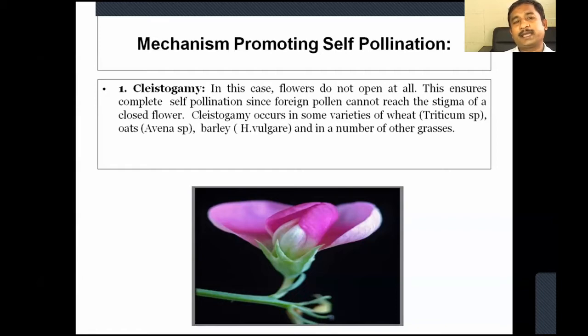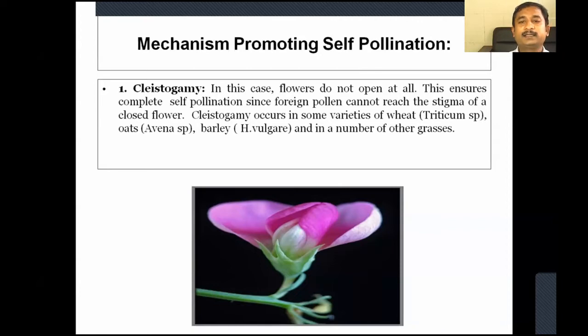One such mechanism is cleistogamy. You just follow the term cleistogamy. In cleistogamy, the flower doesn't open. If it opens at all, it opens after the complete self-pollination. In the sense, the pollen will transfer from the anthers of the flower itself.